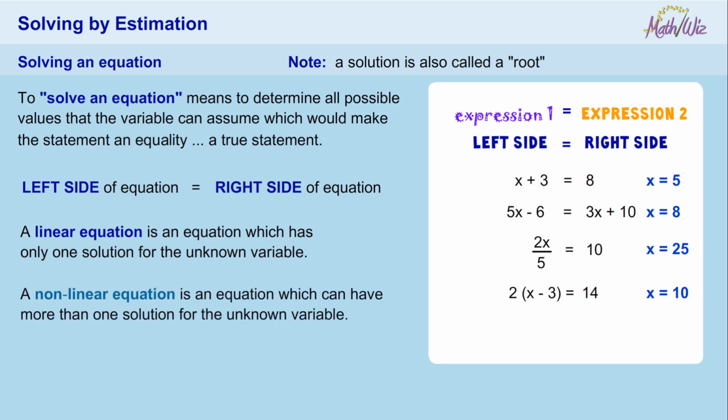A nonlinear equation is an equation which can have more than one solution for the unknown variable. Here's an example of one. x squared equals 9. The solution could be 3 or negative 3, because if you substitute 3 into x, 3 squared becomes 9, so left side equals right side, and the same thing for negative 3. Negative 3 squared is also equal to 9. So this particular equation has two solutions.